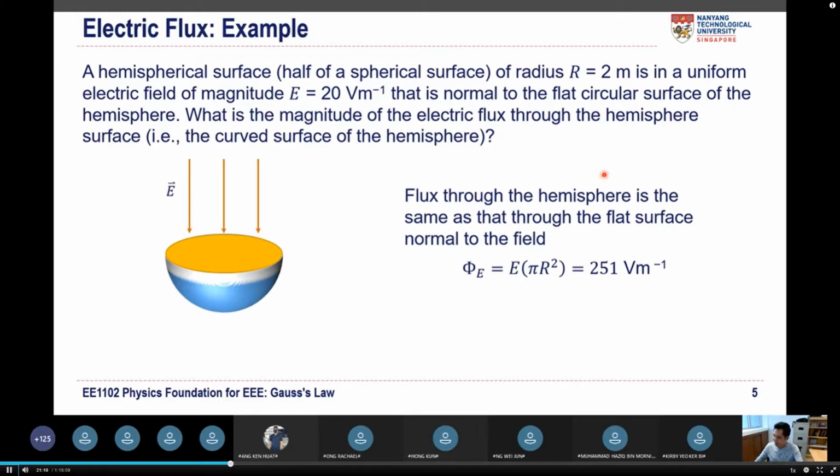Yes, so the signs of the flux, how to determine that, we will look at that very soon. Actually, that's the very next topic that we're going to talk about. Thank you for the question.